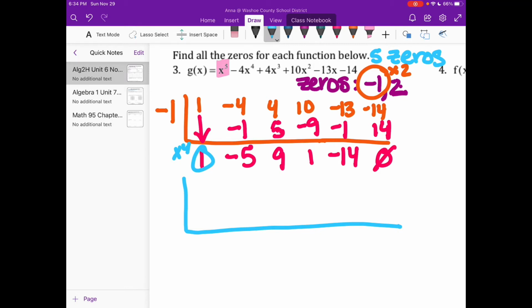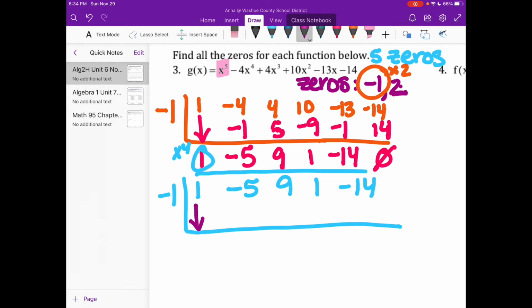Now I need to get to a quadratic, so x squared. You can use -1 again because there's 2 of them, and that's exactly what we're going to do. So we're going to use -1 twice. I'm going to use the coefficients from here: 1, -5, 9, 1, and -14. We're going to do it all over again.